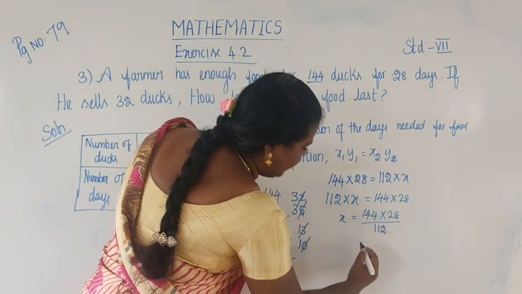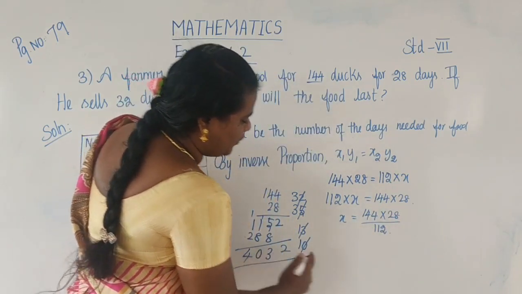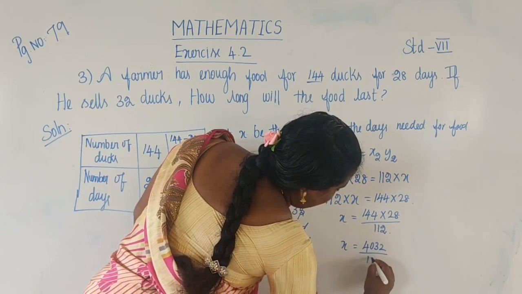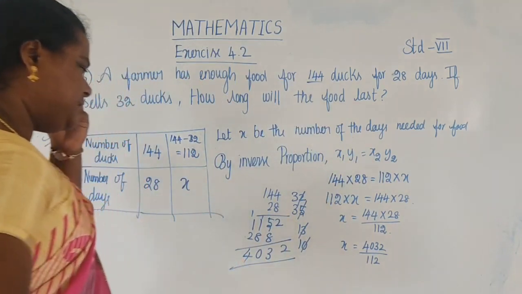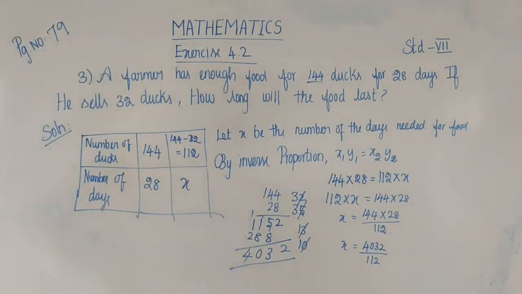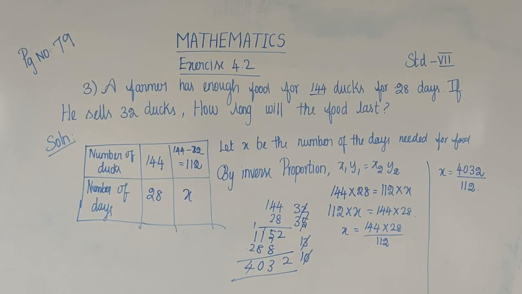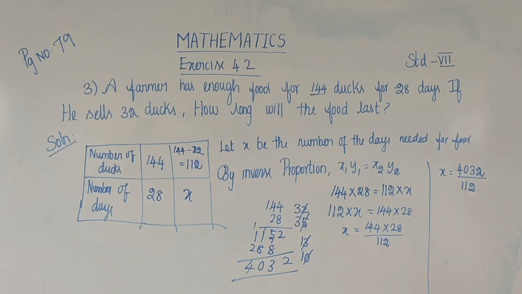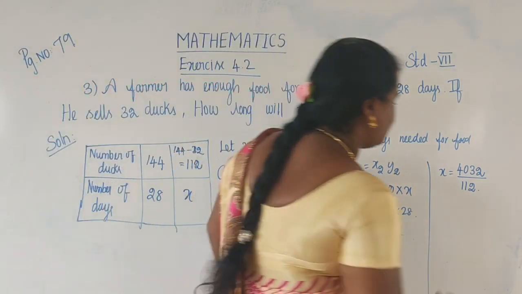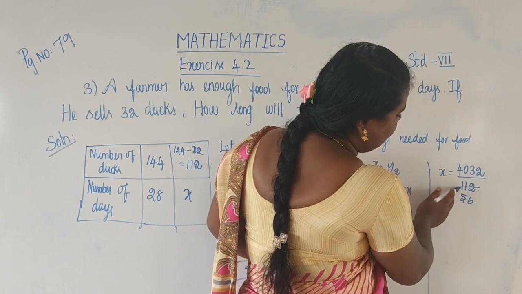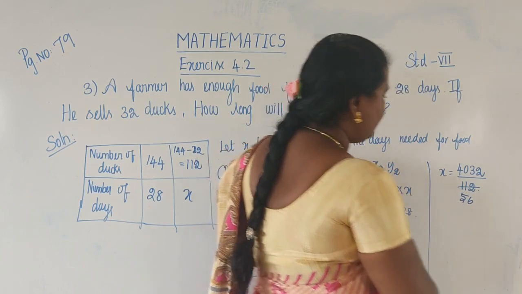So 144 multiplied 28 equal to 4032. So x equal to 4032 divided by 112. Okay students? Therefore x equal to 4032 divided by 112. So numerator and denominator divide by 2. So 5 2s are 10 and 6 2s are 12.